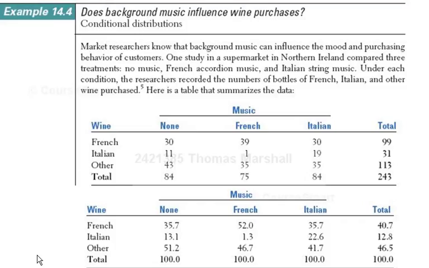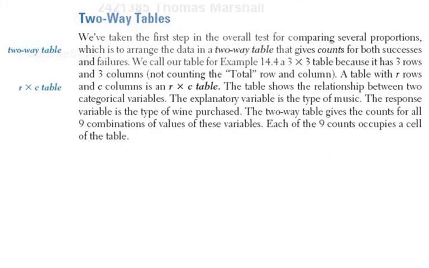When we left off, we were looking at a two-way table where we had just converted counts into percents so we could compare the different percentages of wine sold at a store when different types of music were playing. So the first thing we're going to do is establish how many different counts there are. This is a 3 by 3 table, so we're going to have 3 times 3, or 9 counts. And this 9 is our n.